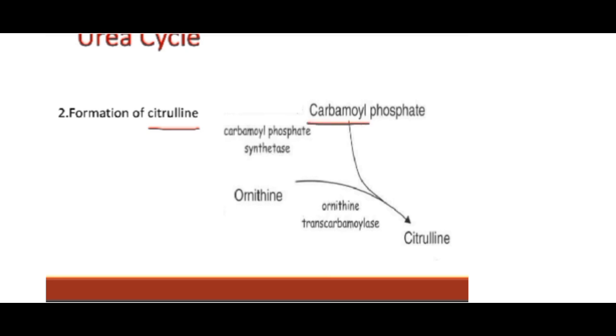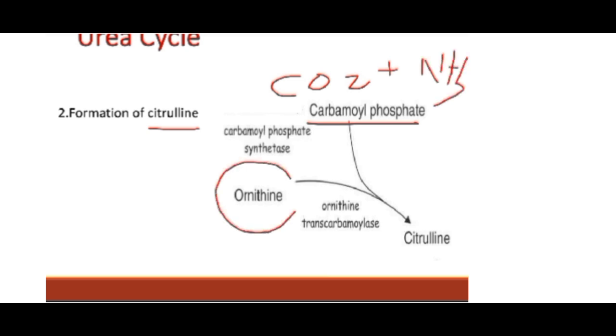Next step is the formation of citrulline. So we have carbamyl phosphate that was already synthesized by the combination of carbon dioxide with ammonia, and this carbamyl phosphate is going to combine with the precursor ornithine that is already present in mitochondria to form citrulline in the presence of an enzyme called ornithine transcarbamylase, which is present in the mitochondria of the liver cells.